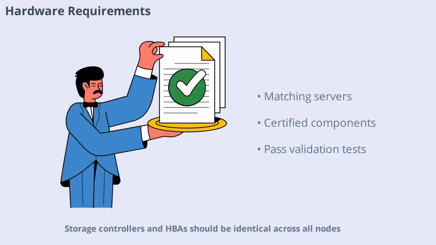Storage controllers and HBAs should be identical across all nodes, and storage must be compatible with Windows Server. For Hyper-V clusters, ensure your processors support hardware-assisted virtualization and data execution prevention. Meeting these hardware requirements is crucial for a stable, high-performing cluster.